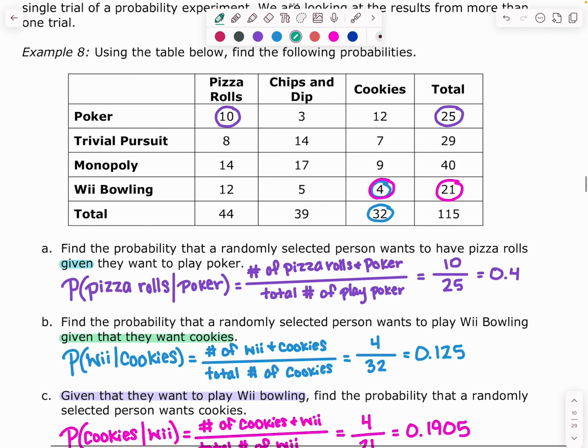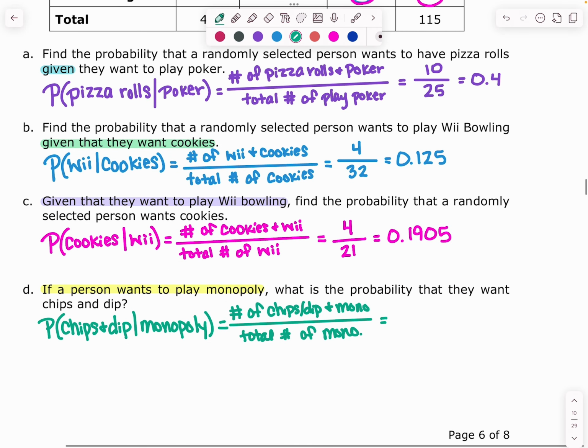So coming back up here, chips and dip and Monopoly had 17, and Monopoly itself had 40. So 17 out of 40. 40 people wanted to play Monopoly, and from those 40 that wanted to play Monopoly, 17 of them wanted chips and dip. So this is how we find conditional probability from a contingency table.